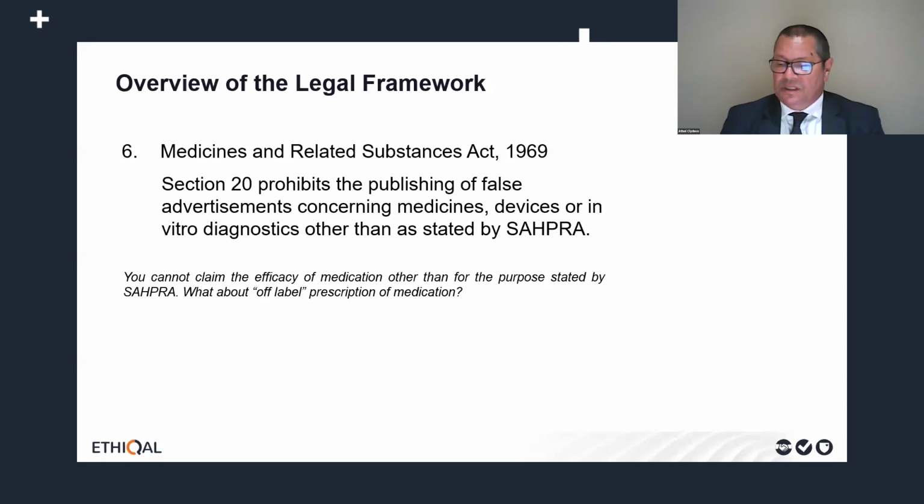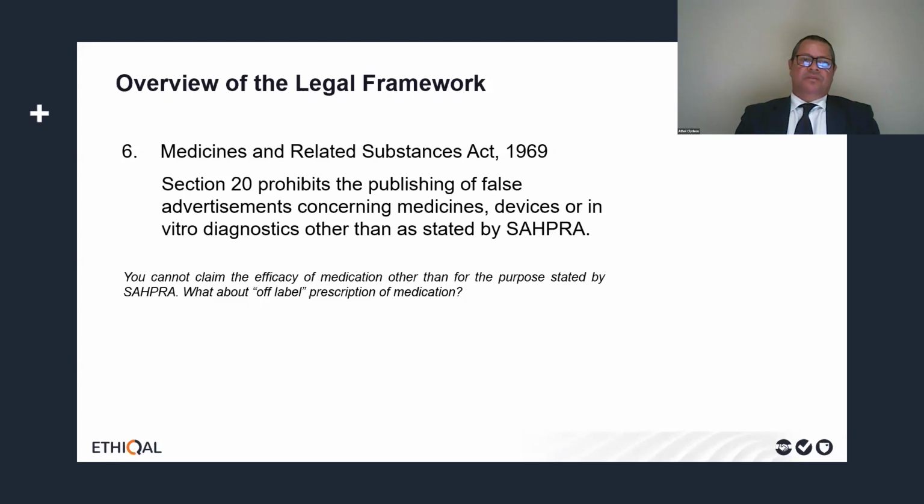Finally, if I recall the slides correctly, can we have a look at the Medicine and Related Substances Act? Now, this is an interesting issue, and maybe it's something we can deal with in the Q&A if queries come up on it. But in essence, I've summarized what Section 20 of that Act says.